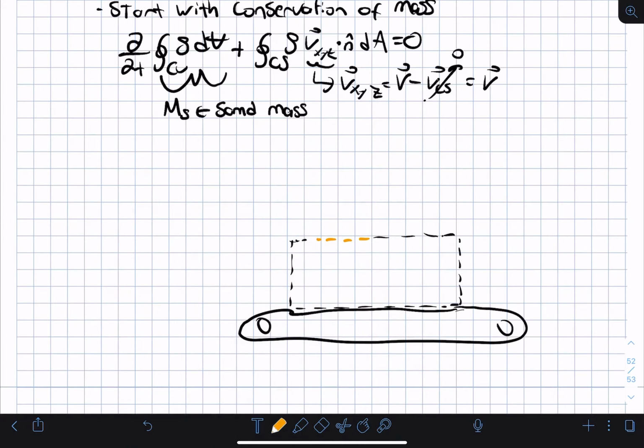Okay, so we have this portion here where the sand is falling down. Inside we will have our little pile of sand. And again, we are choosing this right edge of the control volume to be wide enough that the control volume contains all of the sand that has fallen through at any given instant of time.